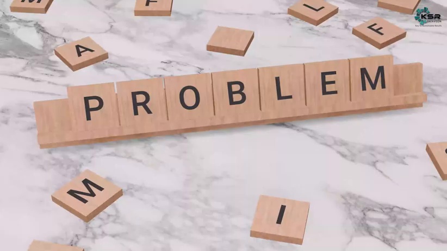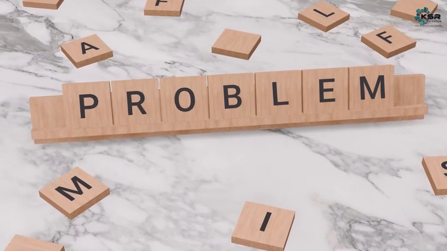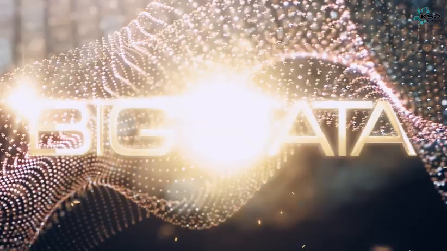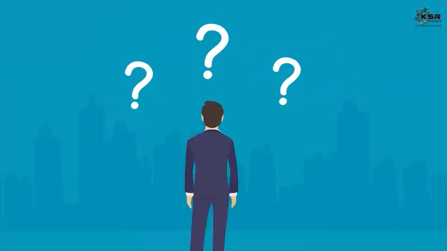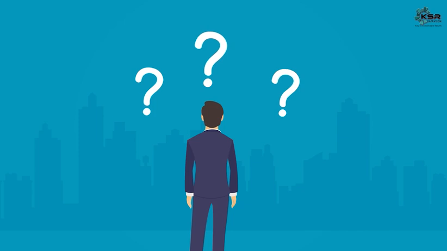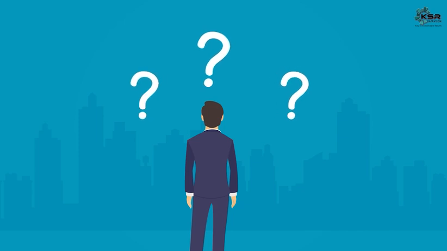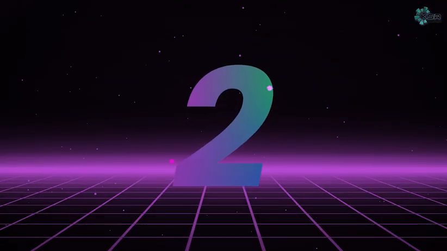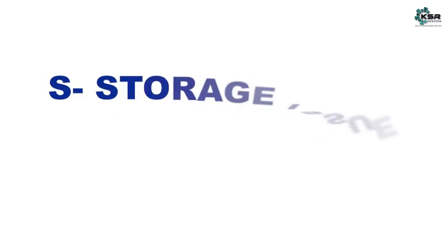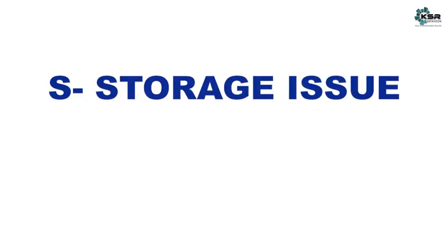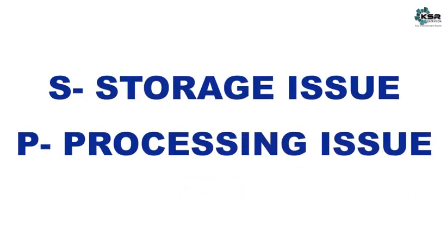The two biggest problems that we have seen, again, I'm telling you, big data is not a technology. Big data is a problem. So with big data as a problem, we have two main problems. Remember the letters SP. S stands for storage issue, P stands for processing issue.